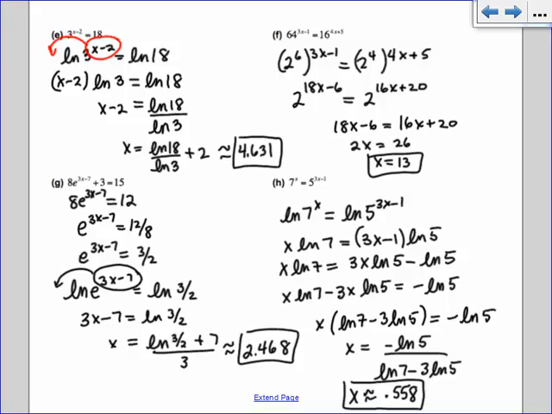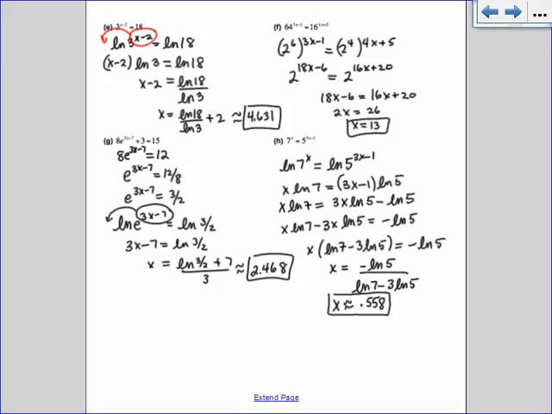All right, so what you could also do with this answer, the first thing I would probably take care of is the negative. I would divide by a negative on the top and the bottom. So I would do natural log of 5 all over, and I would do the 3 natural log of 5 minus natural log of 7. Do you see how I did that? I just divided by a negative 1 on the top and bottom.